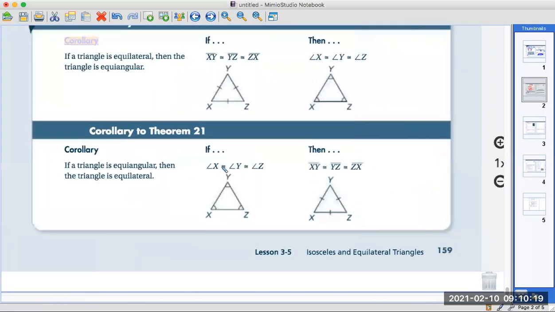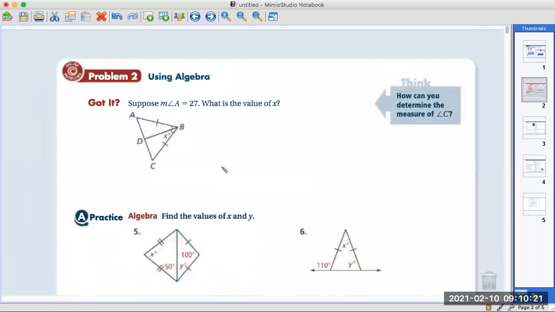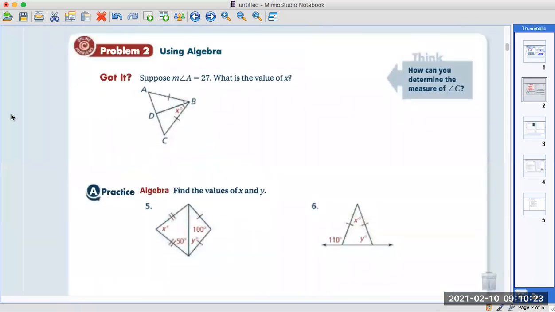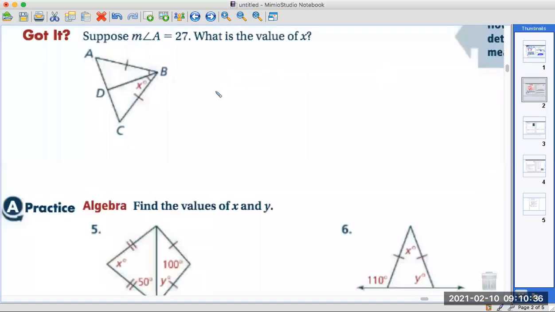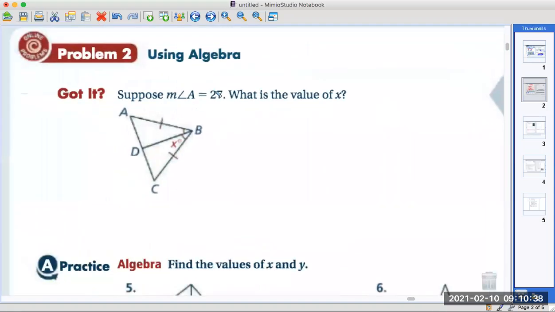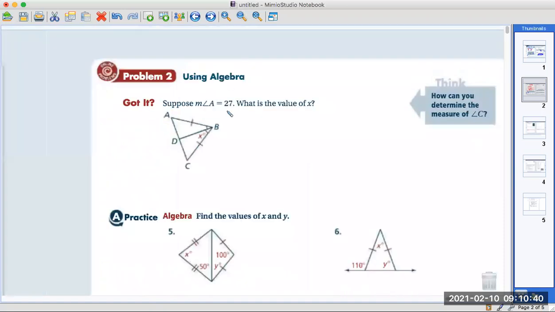Moving on to the next page, 159 on top. Now we're going to use algebra. And remember, when algebra comes into play, a lot of times you see x and y's, and you have to figure out what x and y is. And most of the time we write equations.